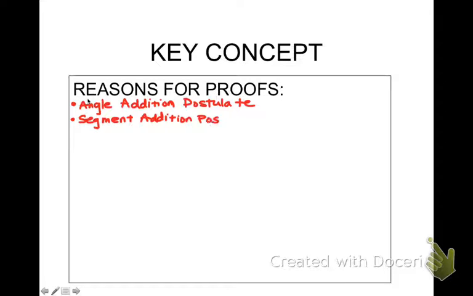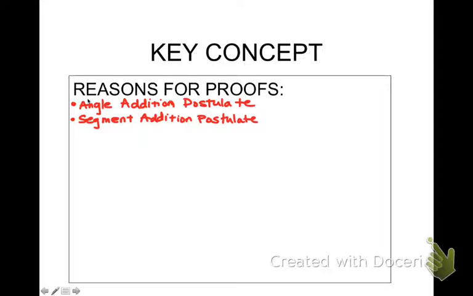Segment addition postulate. We've got all the other properties that we've talked about, which I'm not going to write down again because we have them in our previous notes. So addition property, subtraction property, multiplication property, division property, substitution property, and the distributive property of equality. So these are your two postulates.